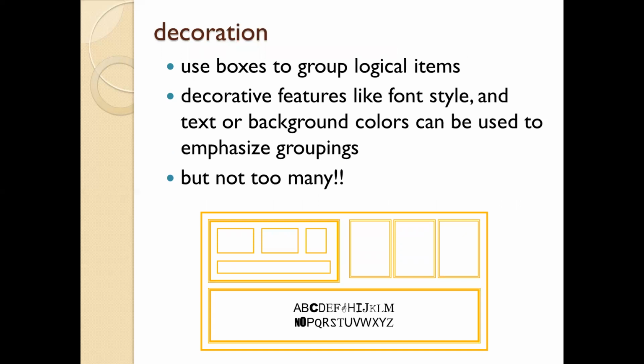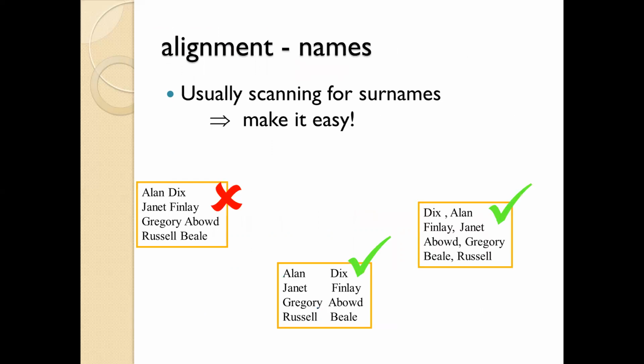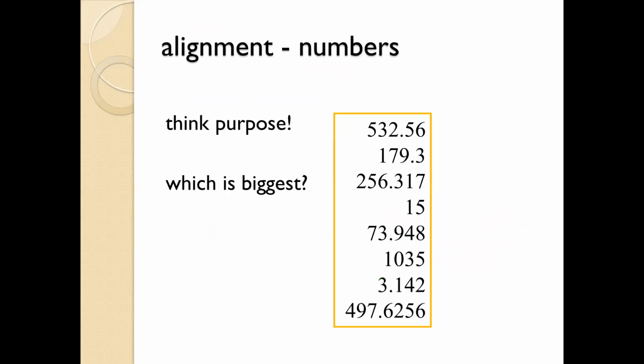Decoration: use boxes to group logical items. Decorative features like font style and text or background colors can be used to emphasize groupings, but not too many. Alignment: you read from left to right, so align the left-hand side. In that way, when scanning for surnames, alignment of names makes it easy.